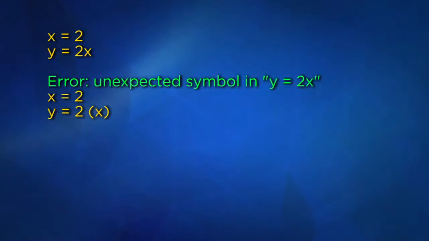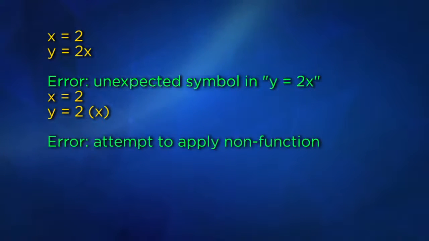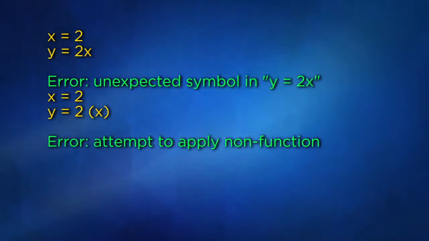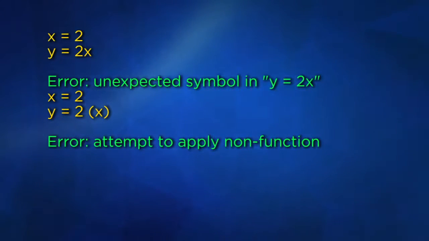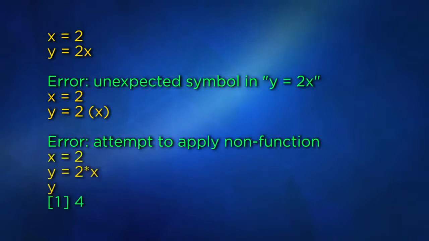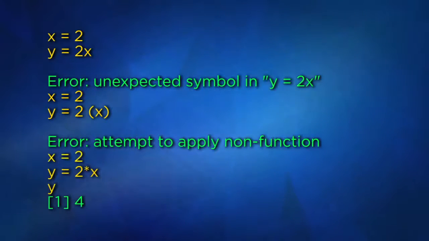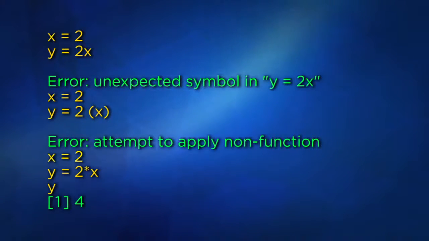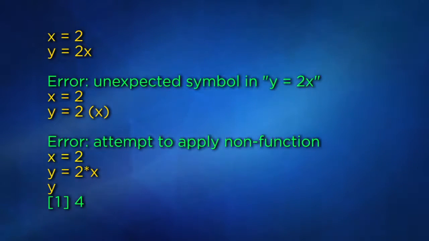y equals 2 parentheses x. Well, again, we get an error: attempt to apply non-function. The problem there is that parentheses looks like 2 is a function, and we want to apply x to use inside of that function. The correct way is y equals 2 asterisk x, or star x. The asterisk is used for multiplication, and R recognizes that, correctly multiplies 2 by x to give us 4.